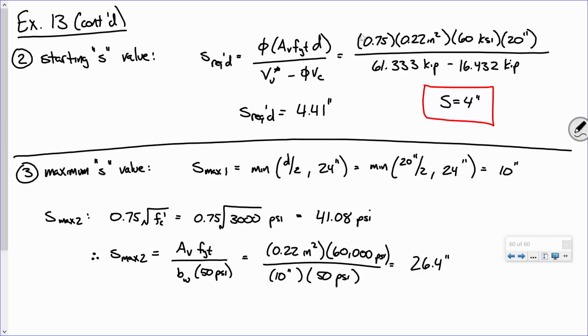So of these two values, which one are we going to use? We've got an S max 1 and an S max 2, 10 inches. So now we've got, oh, getting ahead of myself.